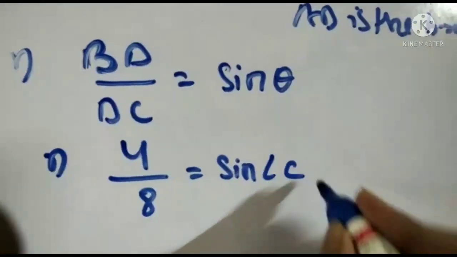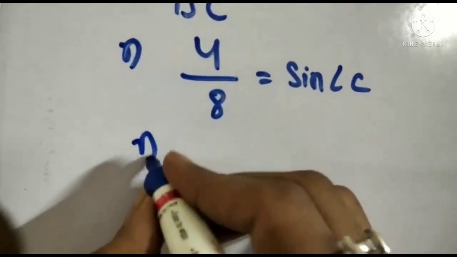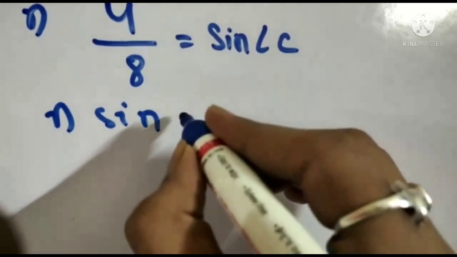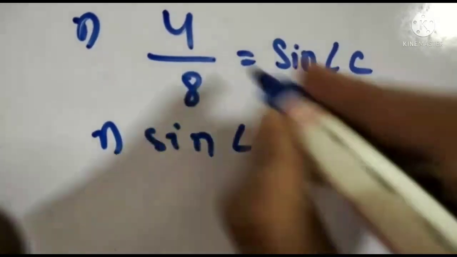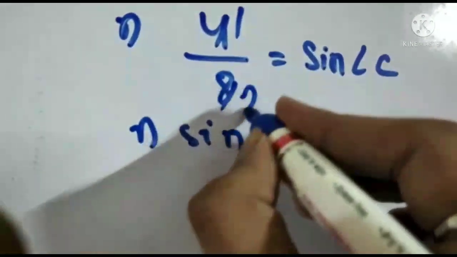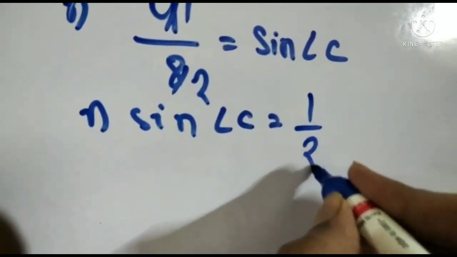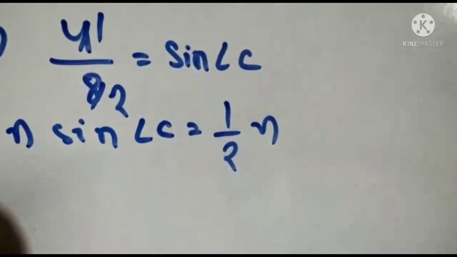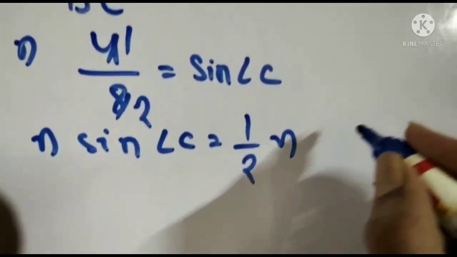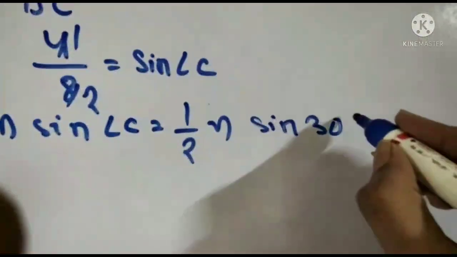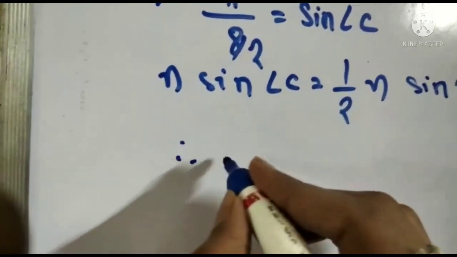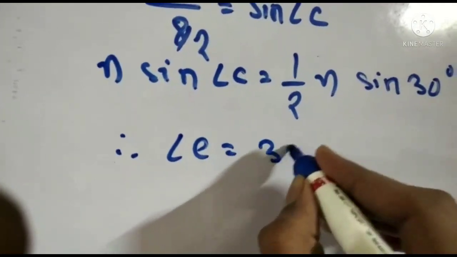So angle C. Now sine angle C is equal to 4 by 8. Four 1s are 4, four 2s are 8, so 1 by 2. So 1 by 2 means sine 30 degree. Therefore angle C is equal to 30 degree.